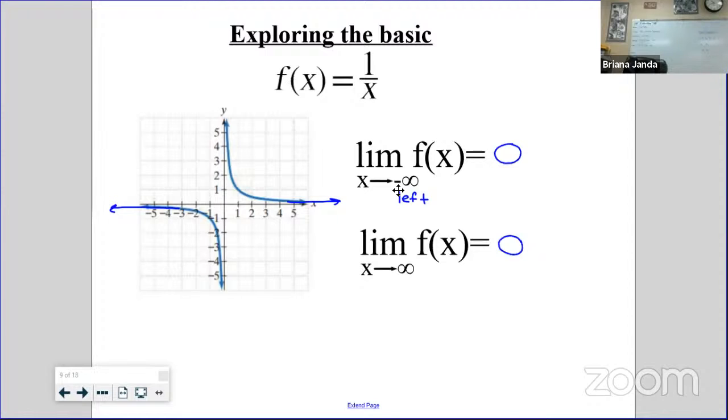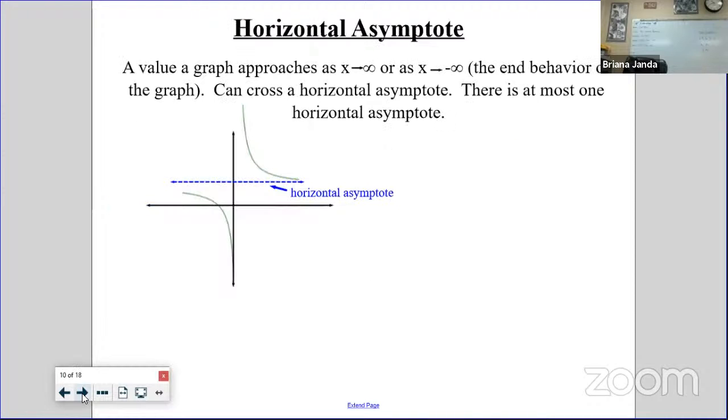All right, where were we? 0. Horizontal asymptotes. Now, I understand that they share the same word as a vertical asymptote, but it is not the same concept. Vertical asymptotes are an impenetrable barrier. You will never cross a vertical asymptote, but you can cross a horizontal asymptote. The entire purpose of a horizontal asymptote is to show the end behavior of your graph.